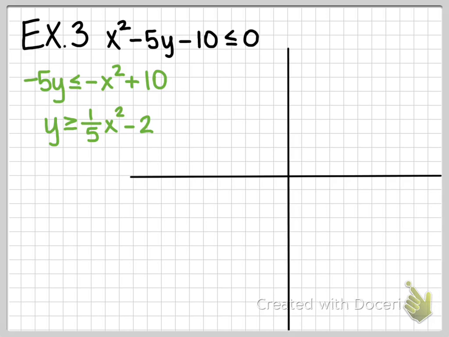For this quadratic function, or this parabola, it will probably be easier to go ahead and type this into your calculator and then go to the table and find some points, or you can plug in values of x and plot them one at a time. Here are the points that I'm going to use: (-5, 3), (-3, -0.2), (0, -2), (3, -0.2), and (5, 3). Because this is greater than or equal to, this will be a solid line.